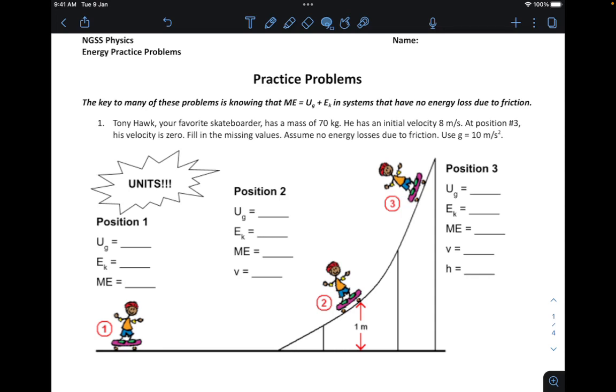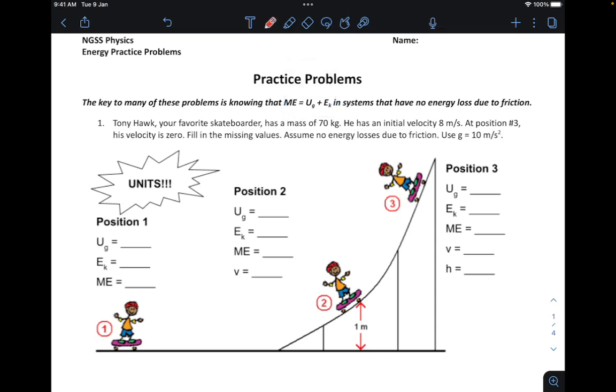The key to many of these problems is knowing that ME is equal to UG plus EK. Now this is mechanical energy is equal to gravitational potential energy plus kinetic energy. Now this only works in systems where there are no energy losses due to friction. So it's great and it should help you get through these problems a lot.